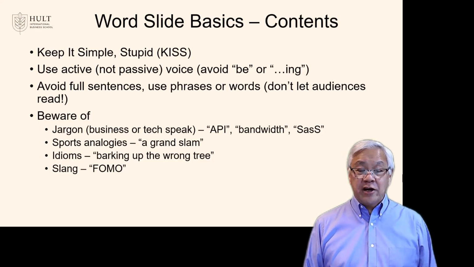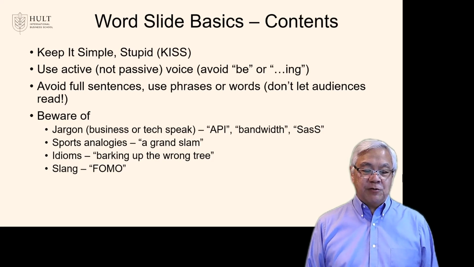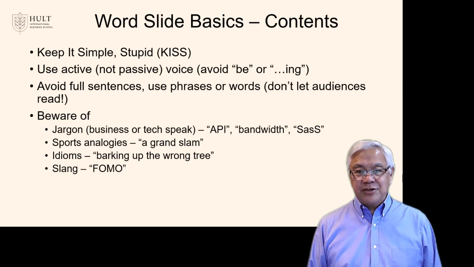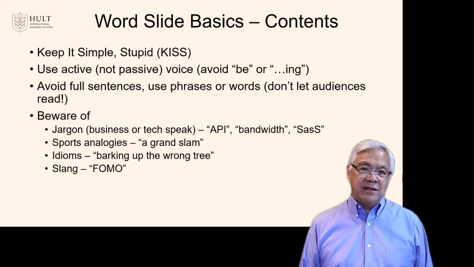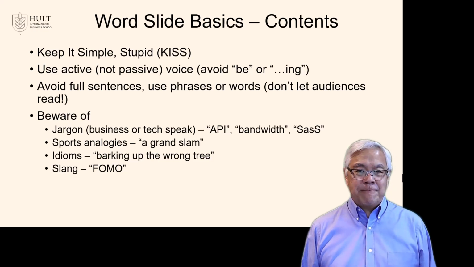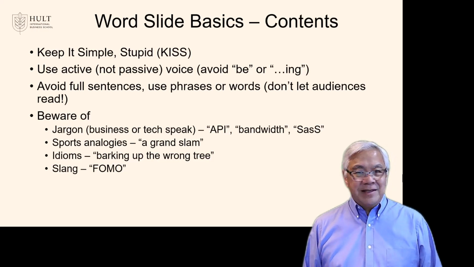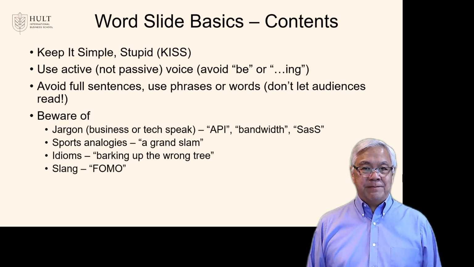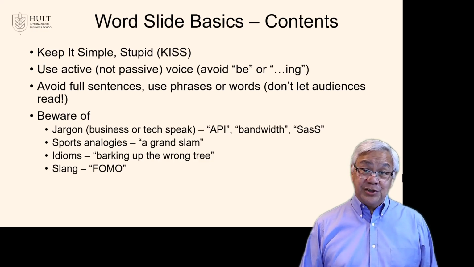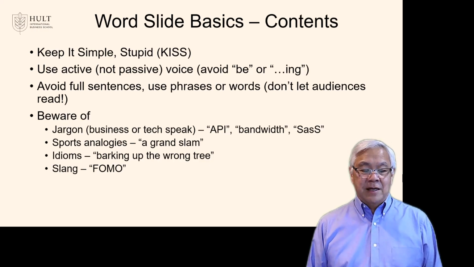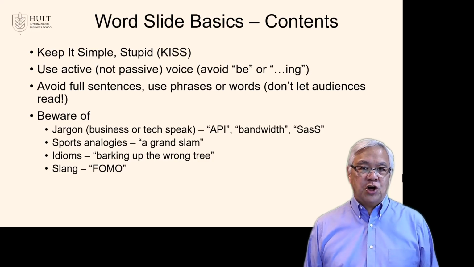The fourth point is beware of certain gotchas. There would be jargon, using tech speak or business speak, or abbreviations like, oh, we have an API that works to increase the bandwidth of our workers, and therefore we'll have the best SaaS application possible. The audience may understand what you're talking about, but that's not right because you may lose some of the audience. So be very, very careful of jargon.